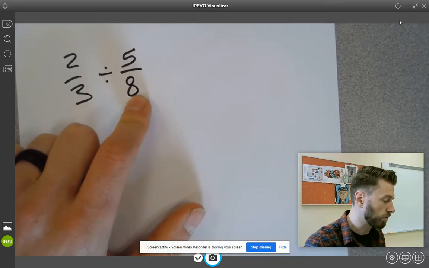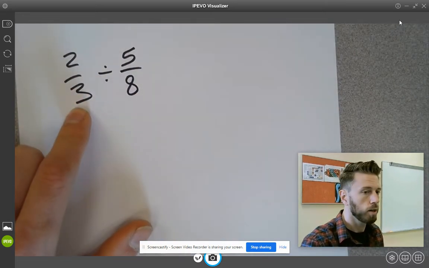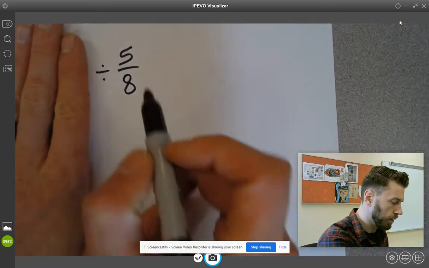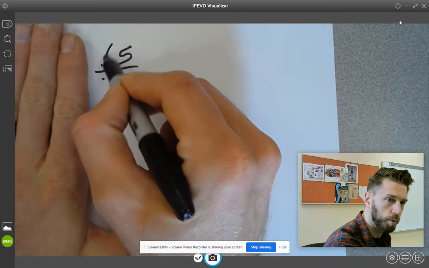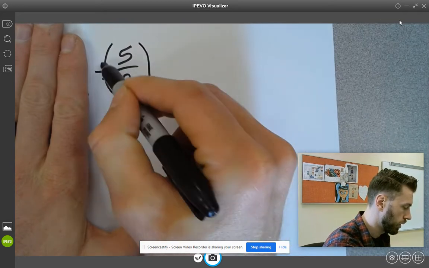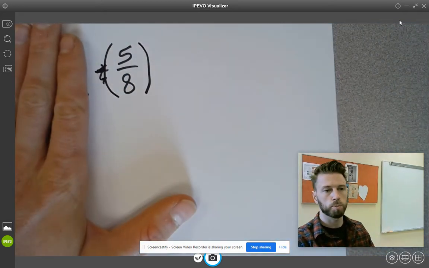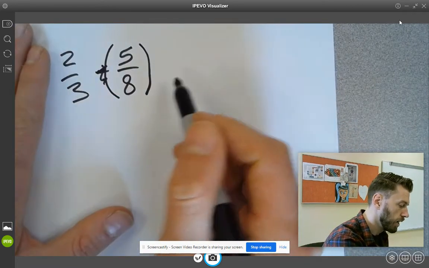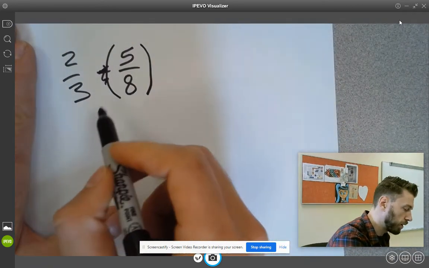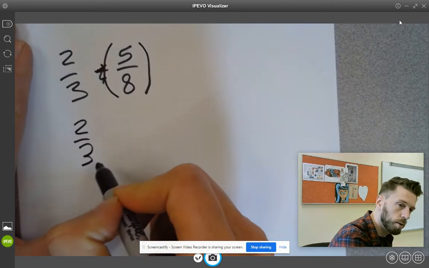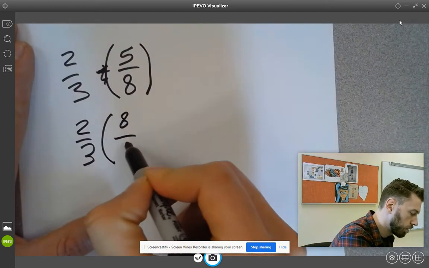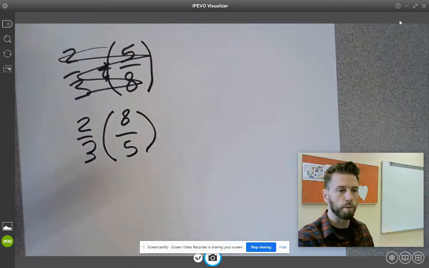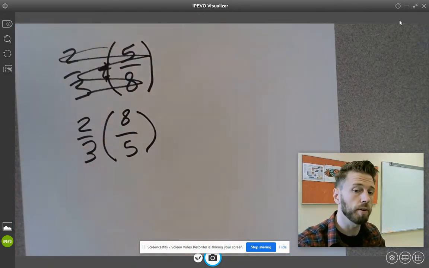One of the biggest misconceptions I've seen is some people are flipping this first one. You don't ever change this one. So when I say multiply by the reciprocal, I mean turn this to a multiplication problem. All right, we'll get rid of that division sign. We're just going to turn it into a multiplication problem, and then we're going to flip this fraction. Instead of 5/8, we're going to be 8/5. So instead of 2/3 divided by 5/8, we'll do 2/3 times 8/5. Okay? So instead of that problem, we're going to do this one instead. And this one will give us the answer.